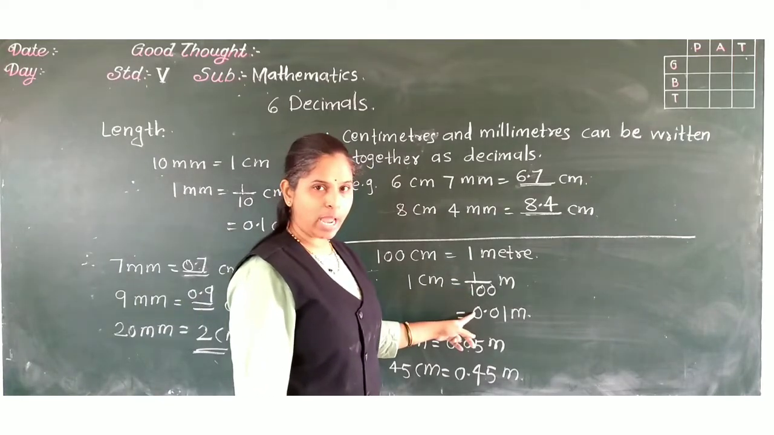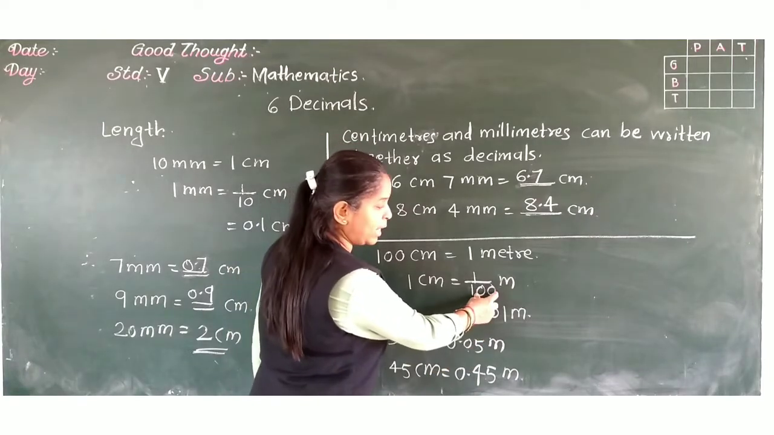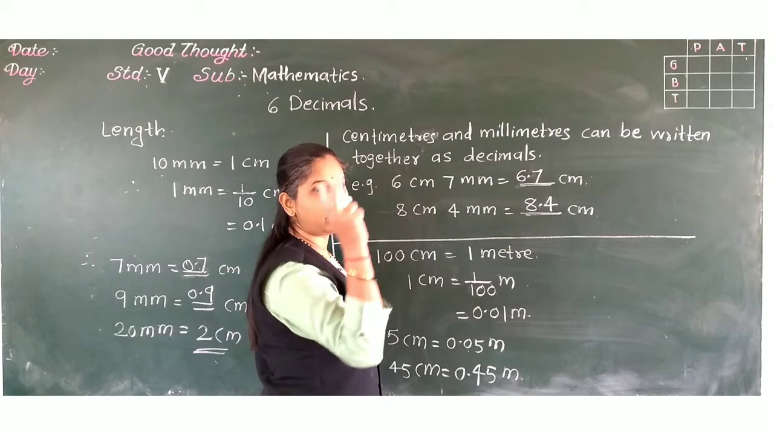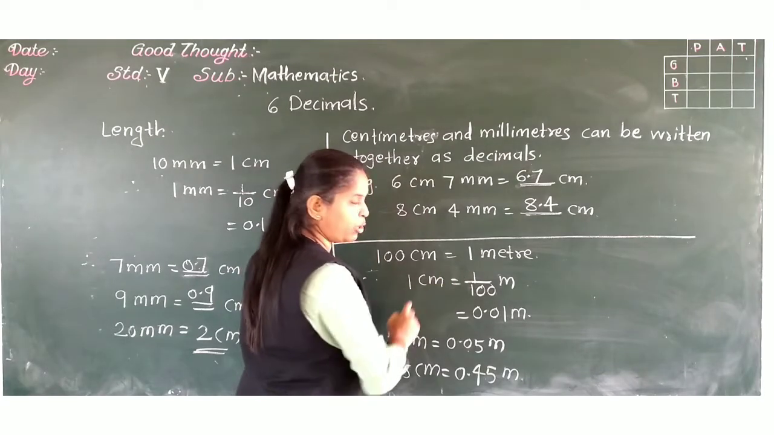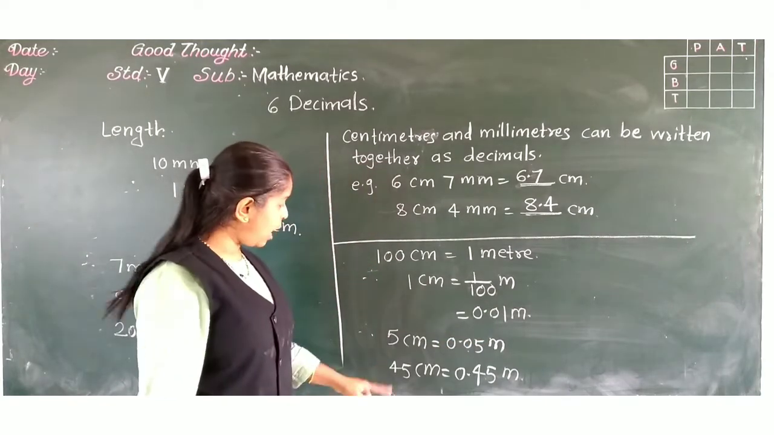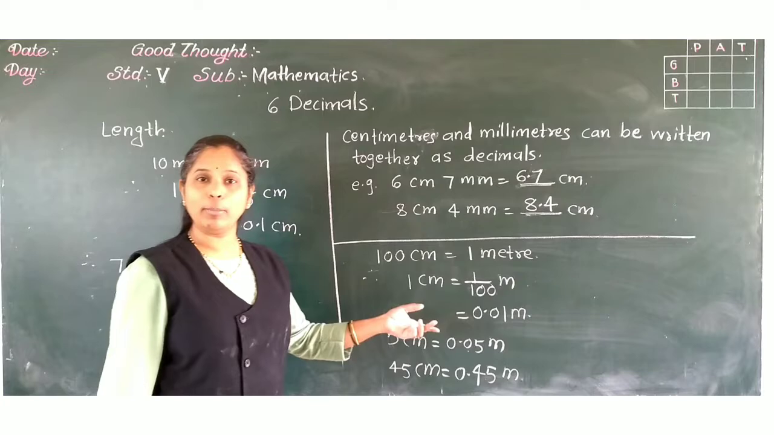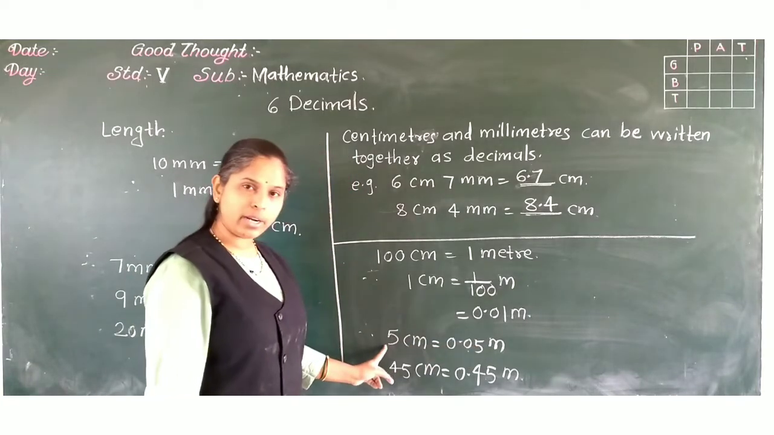So, 0 we have to write. Put the decimal, and with 2 zeros in the denominator, the numerator should have 2 digits, correct? But here only 1 is there. So before that write 0. So, 0.01 meter. Now, 5 centimeter is equal to how many meter then? Same, 0.05 meter. Divided by 100.